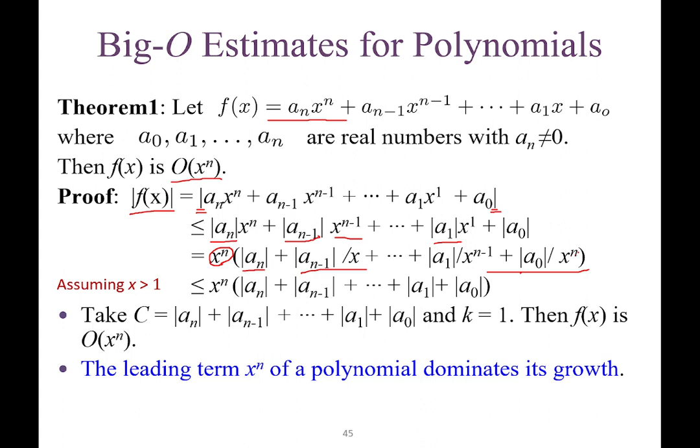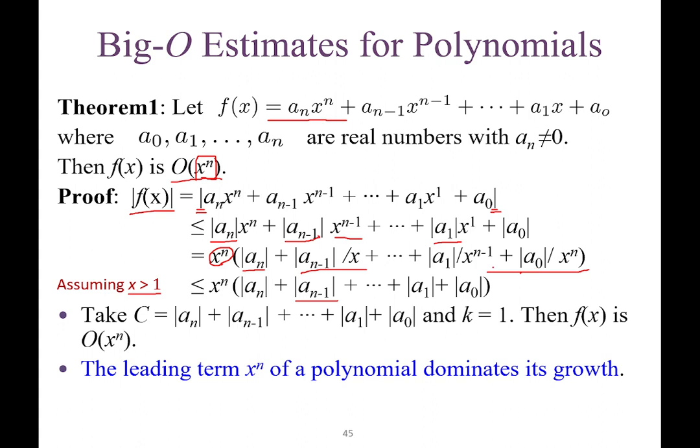After that, we have the common term x to the power of n, so it's just like big O of x to the power of n, right? If we assume x is larger than 1, then we can rewrite the following terms as a constant, because when x is larger than 1, a_{n-1} divided by x is less than a_{n-1}. A number divided by a number larger than 1 becomes smaller, right? So this term will be smaller than a_{n-1}.